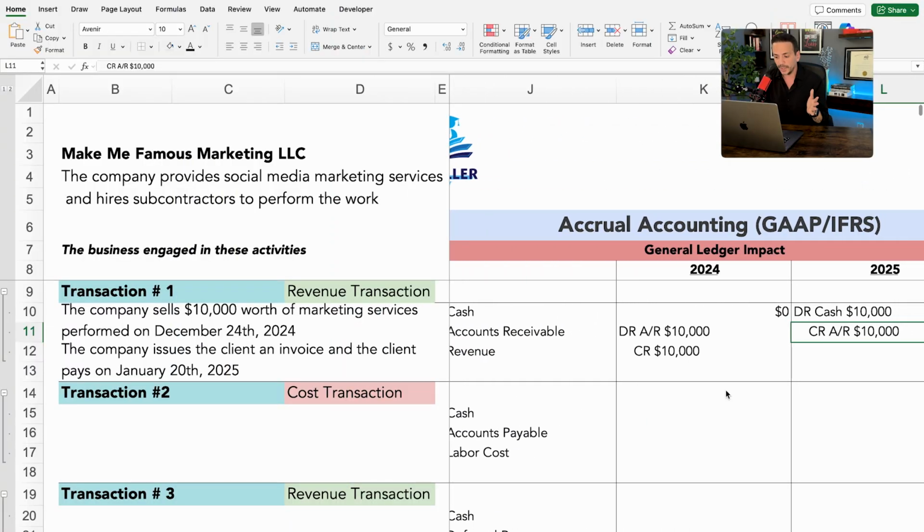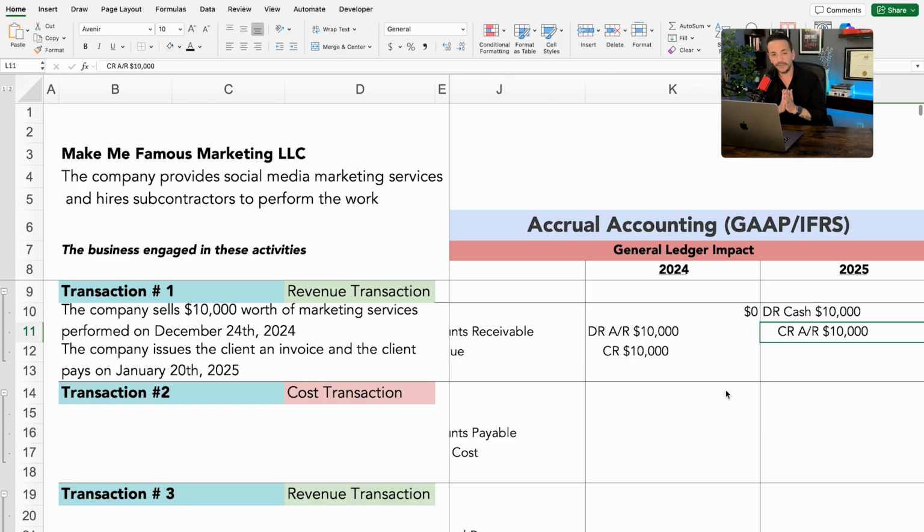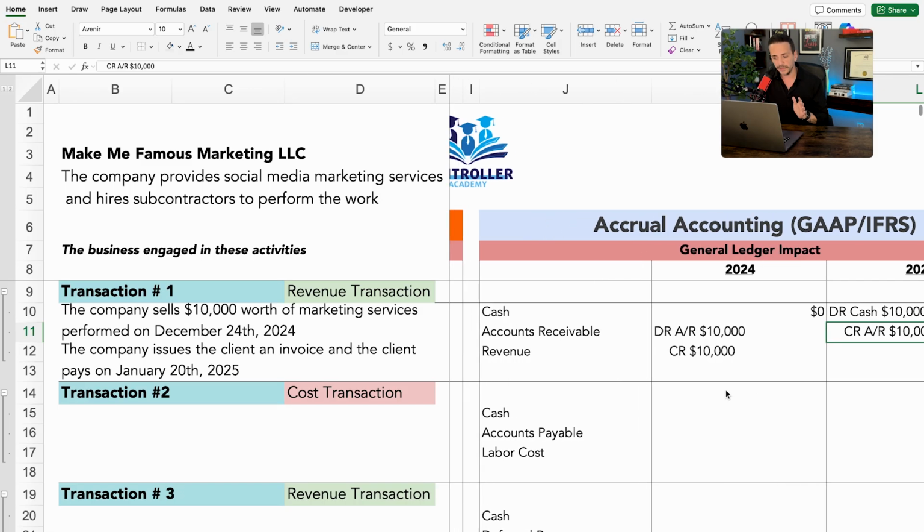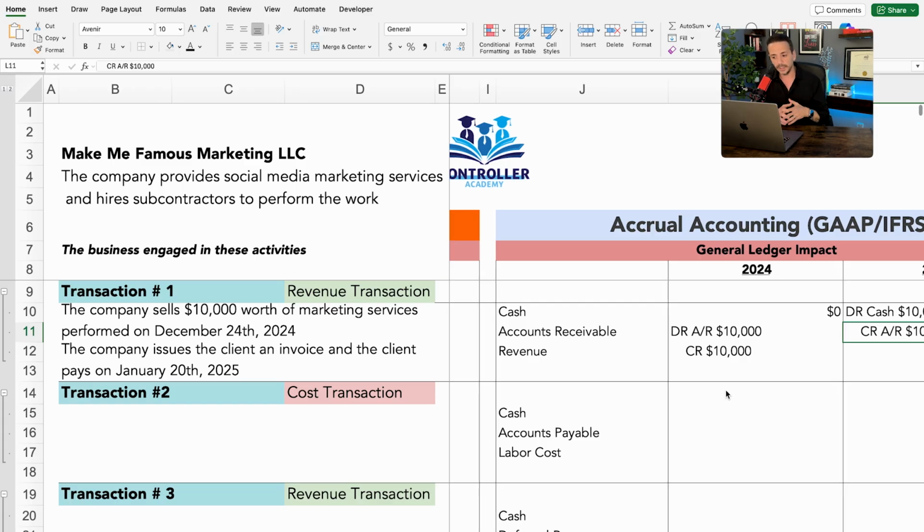However, under accrual accounting, we care about the fairness and the presentation economically, right? So we want to show revenue where it was performed. It was performed in 2024. Therefore, the revenue gets recorded in 2024.